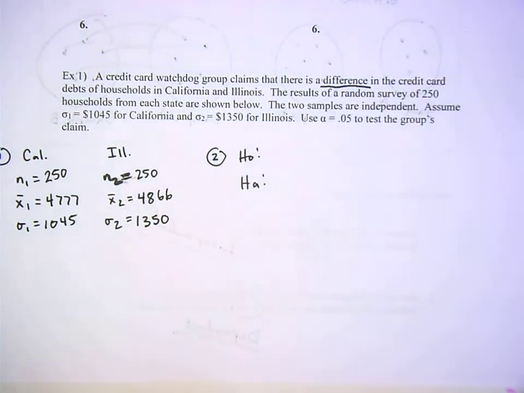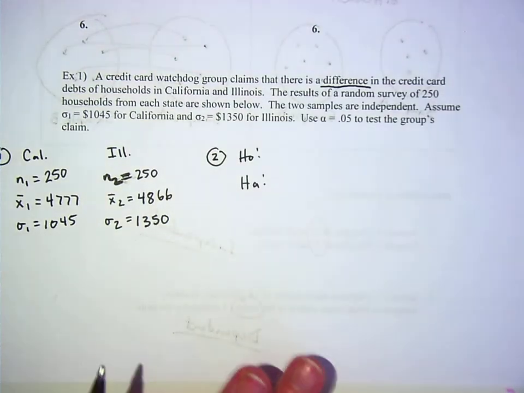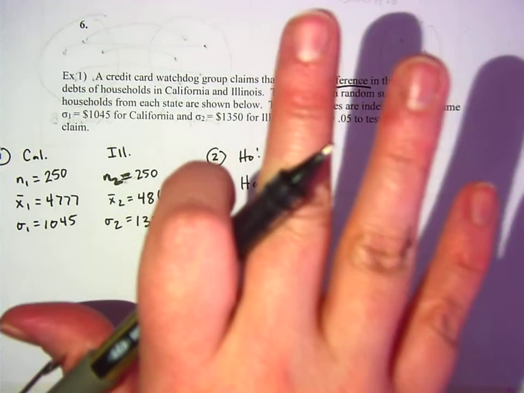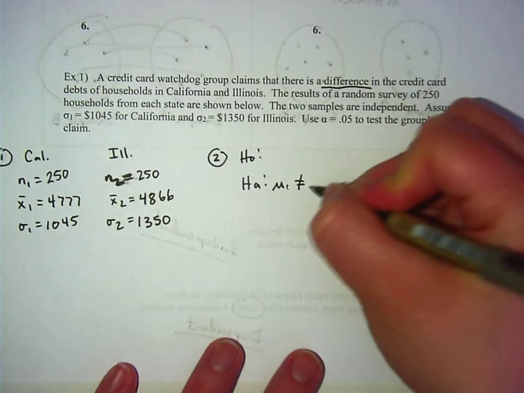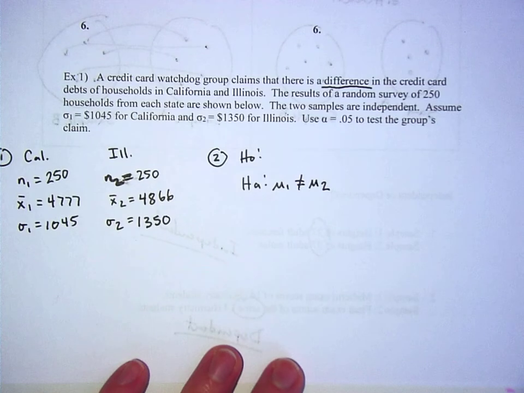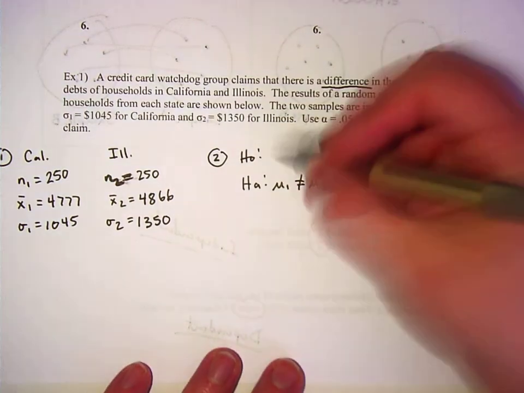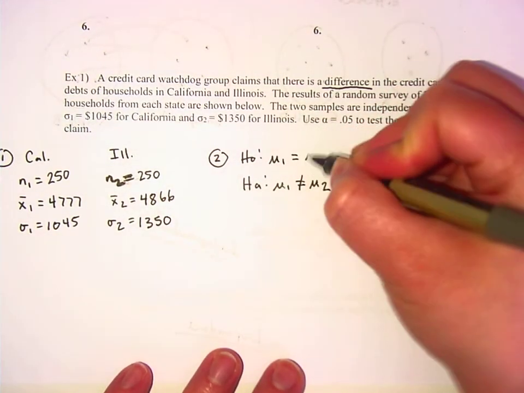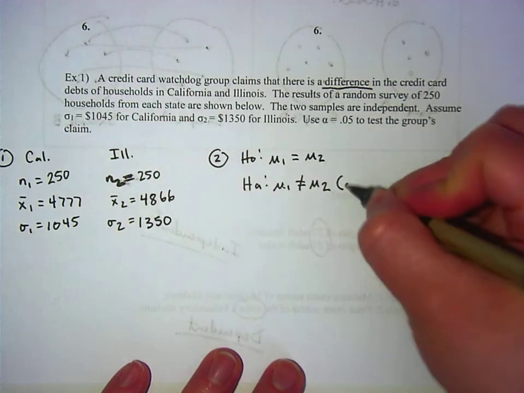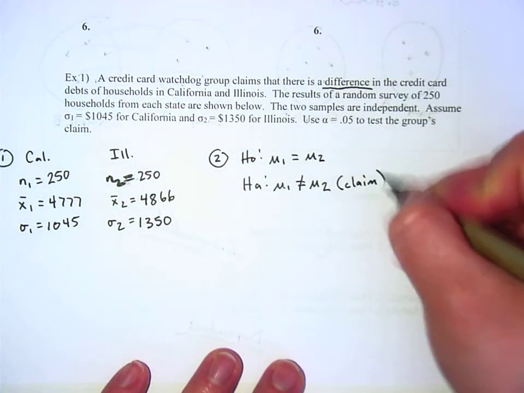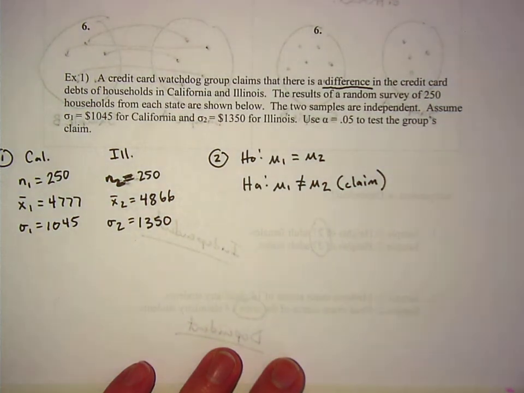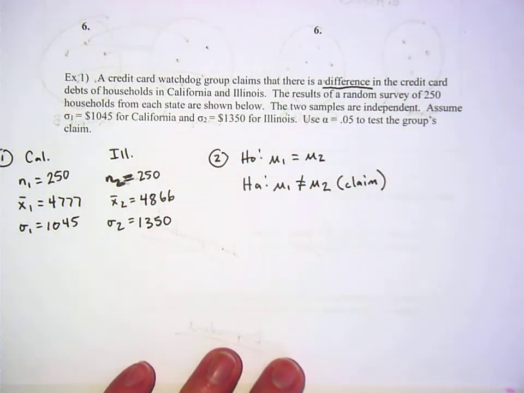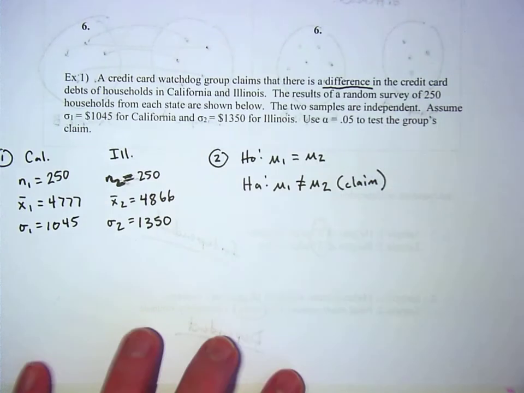They don't know which one has more or less. That's true, but they don't think they're the same, right? Not equal. Right, not equal to. So I'm going to say mu1 is not equal to mu2 here for my H sub A. And for my H sub O, I'm just going to say that they're equal to each other. And my claim is down here.